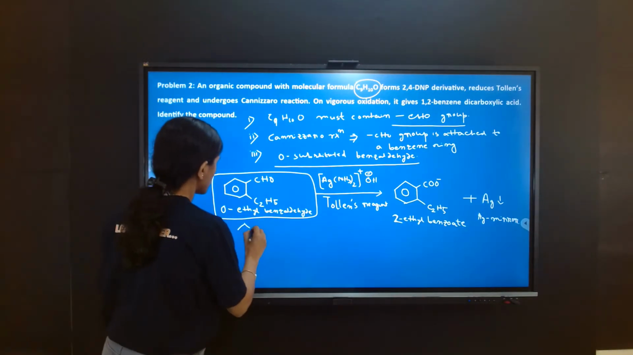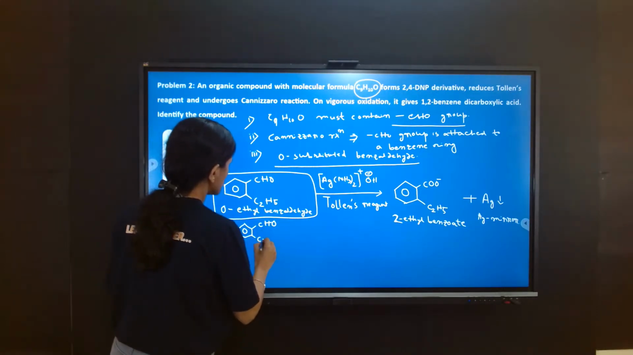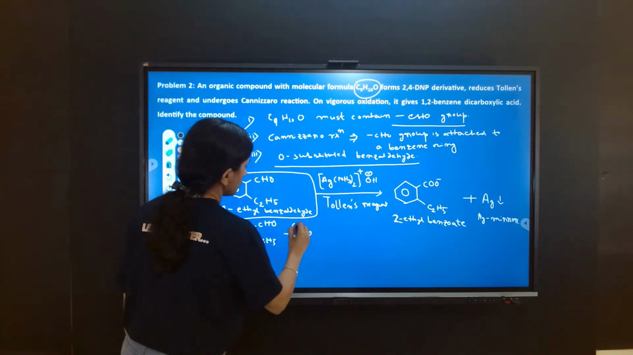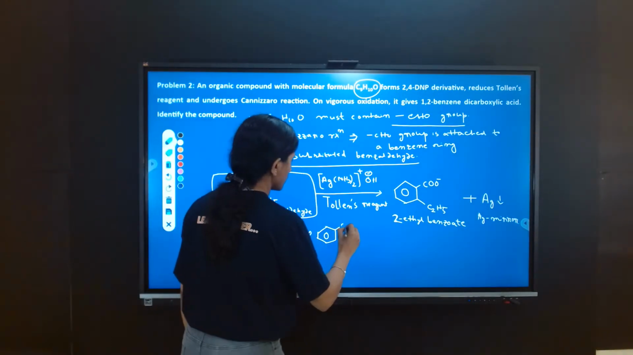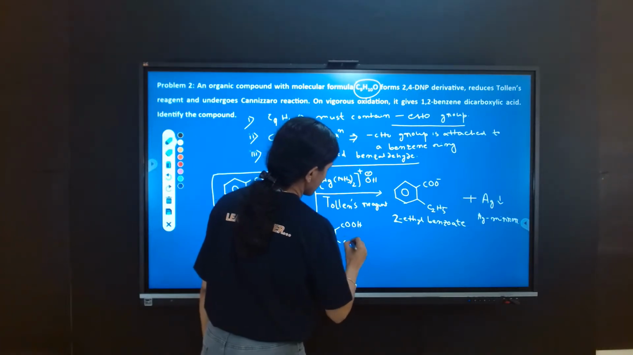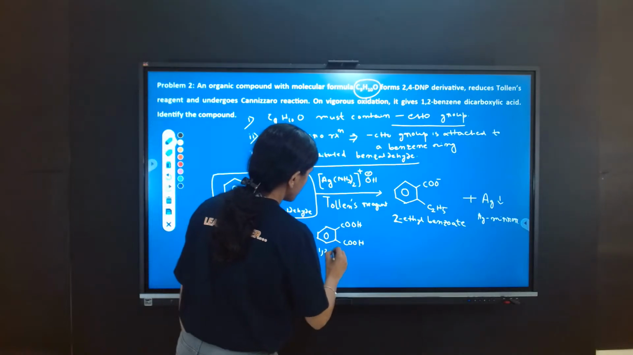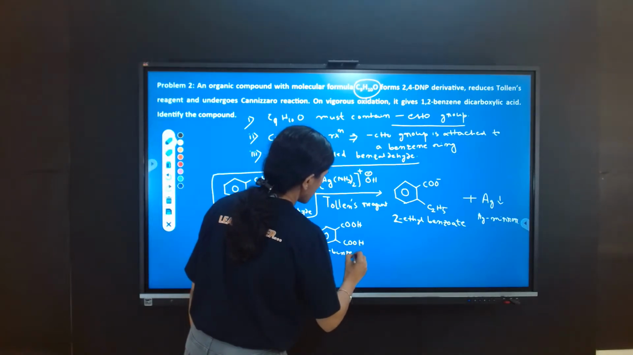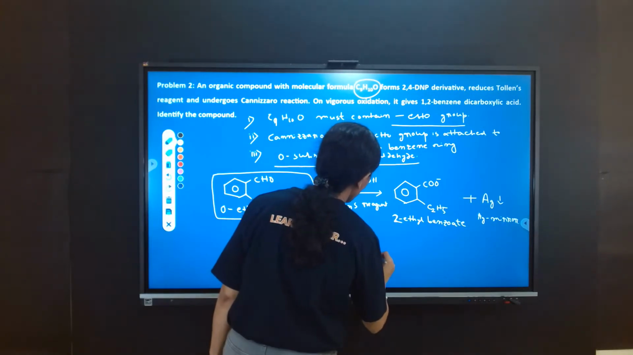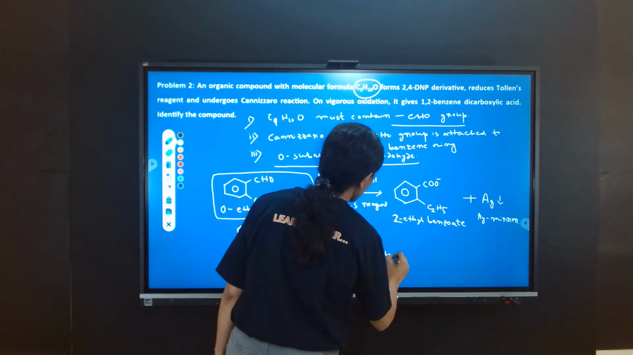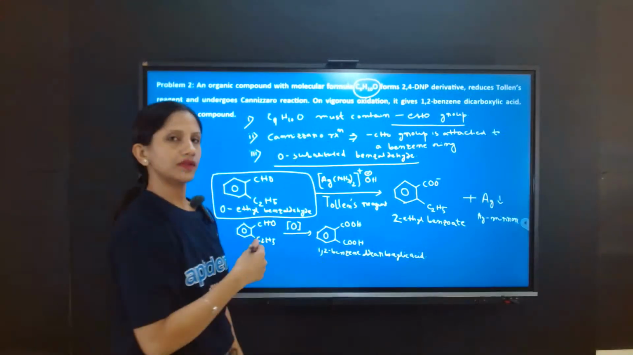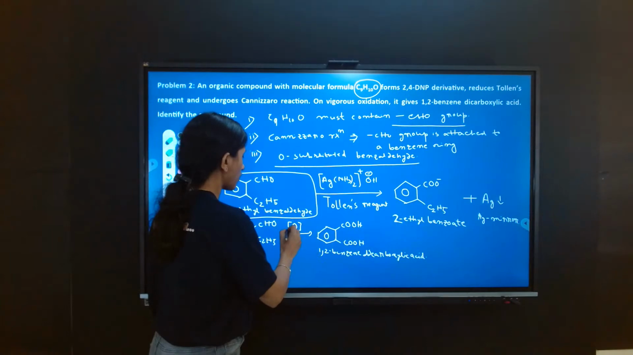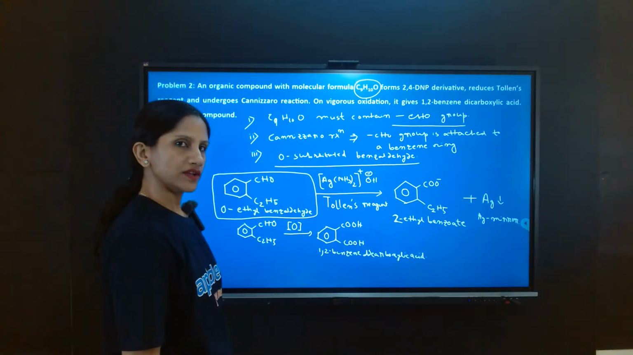Now if you perform vigorous oxidation with this given compound, on oxidation it will form 1,2-benzene dicarboxylic acid, which is already given in the problem, right? So that's how on oxidation it will form 1,2-benzene dicarboxylic acid.